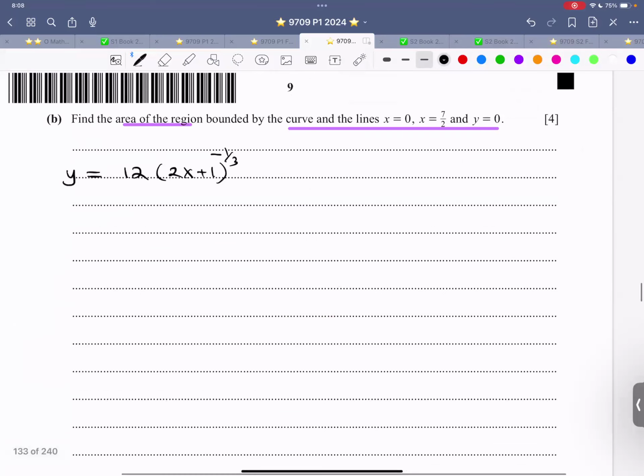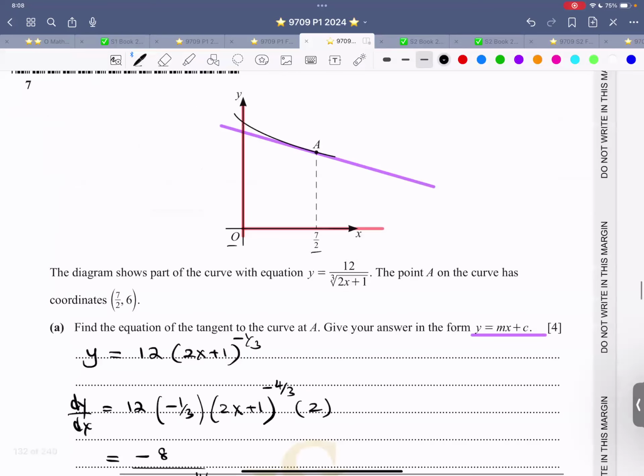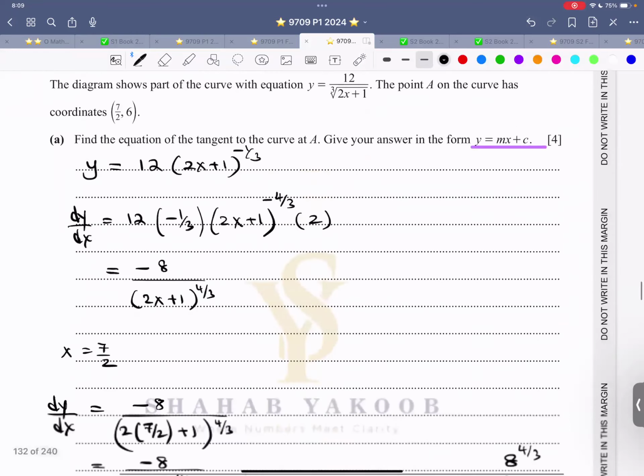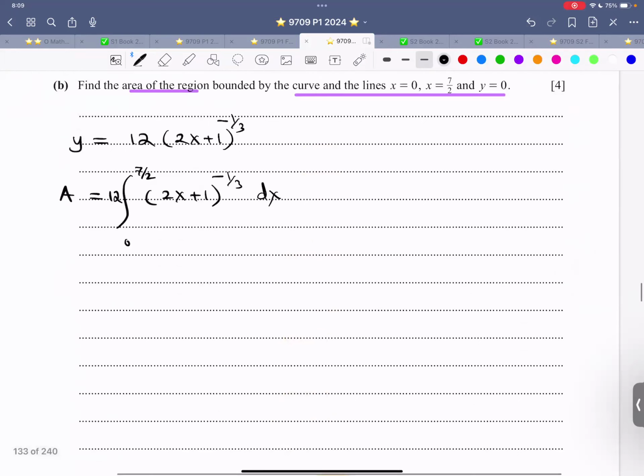Now this thing is done. Now the area under the graph, that is between 0 and 7 over 2. This is 12 on the outside. This is (2x + 1) raised to the power of negative 1/3 dx. Always double check the curve. This is 12 at the top, (2x + 1). So let me write over here first. y = 12(2x + 1) raised to the power of negative 1/3.